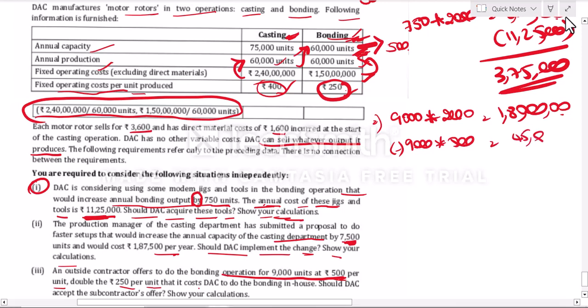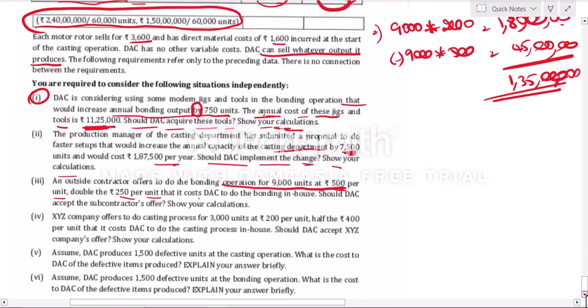45 lakhs. So what is the profit? 1 crore 80 lakhs minus 45 lakhs, 1 crore 35 lakhs. So should we outsource that one? Yes, it is profitable to outsource. Even if the cost is double, it is a profitable situation.